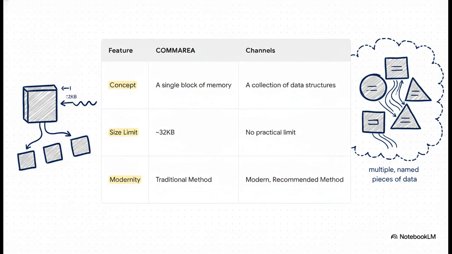You pass it along. The old school way was a thing called the COMMAREA. Think of it like a little chunk of memory, about 32 kilobytes, that gets passed from one transaction to the next, like a baton in a relay race. The newer, much more flexible way is to use channels and containers, which basically lets you pack up a whole bunch of data of any size and give it a name. It's the modern recommended method for sure.